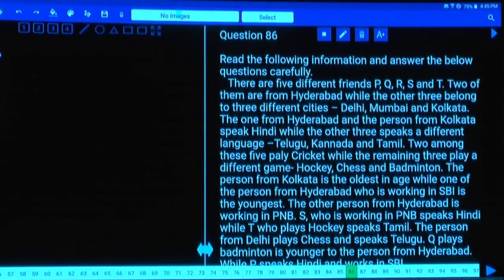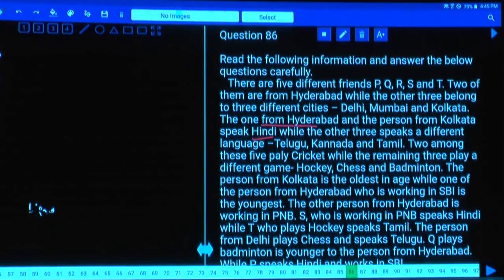There are two persons who are speaking Hindi. Who are those two persons? One from Kolkata, and one of the persons from Hyderabad. Two persons are speaking Hindi, and the rest of the persons are speaking Telugu, Kannada and Tamil.